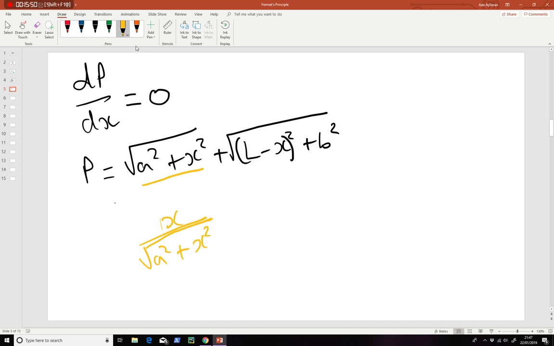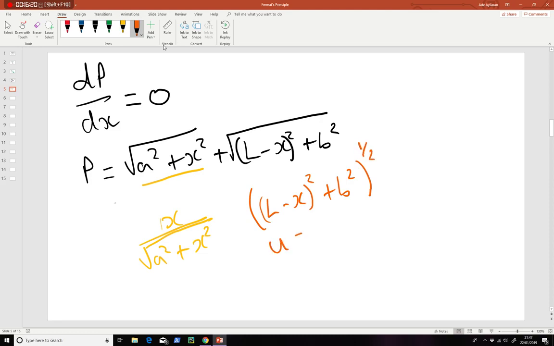Now I will do the right side in slightly more detail, because this side requires some substitution. If you bear with me, let's follow it through. I'm going to rewrite this in a slightly different way, as L minus x squared plus b squared, everything in big brackets, to the power of a half.